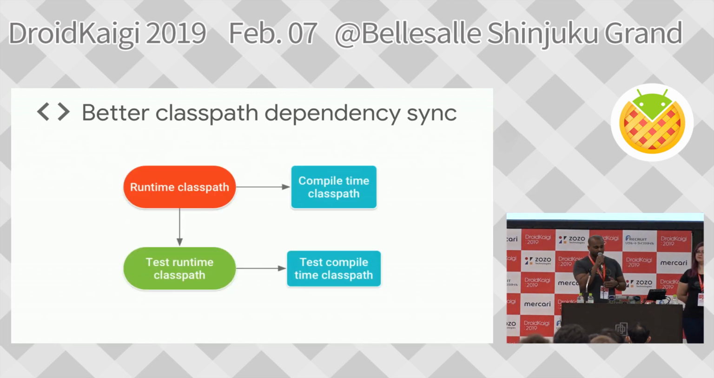What Gradle does is when it configures, it figures out what the dependency version numbers are being used on the runtime class path, and it uses those version numbers to upgrade those dependencies on other class paths, such as the compile and also your test class paths.